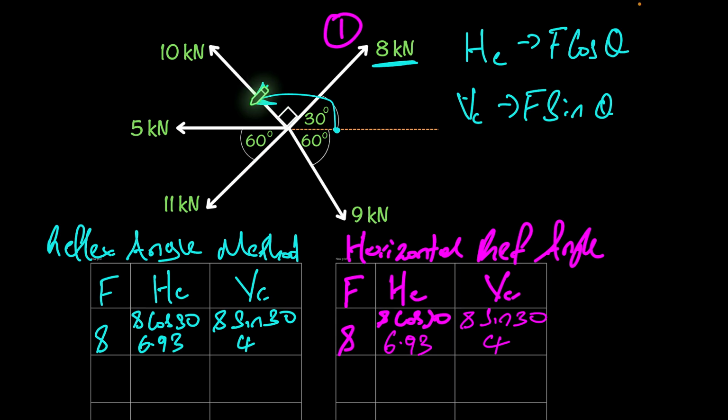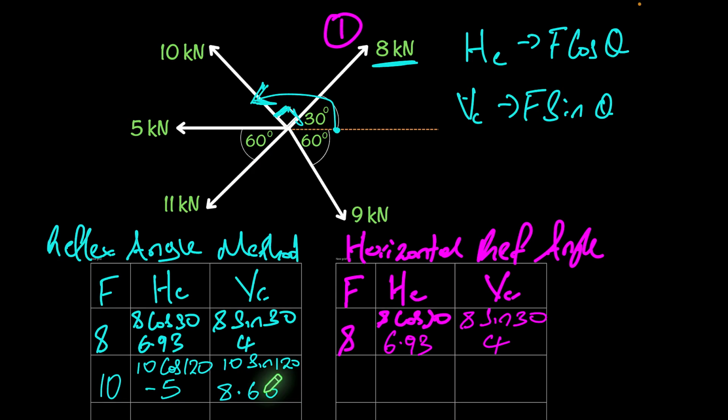What happens here is we have to add that 90 degrees to that 30 degrees, and that's going to give us 120 degrees. So with this reflex angle method, we would just need to write in 10 cos 120. And that's it. 10 cos 120 will give us -5. If we do the same thing for our vertical component, we will just end up with 10 sin 120, and 10 sin 120 will give us 8.66.